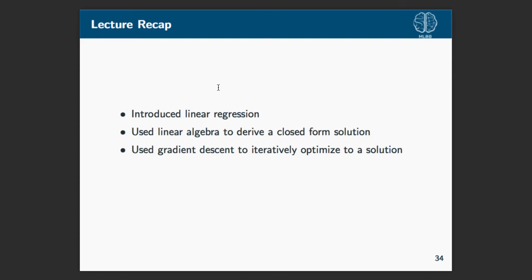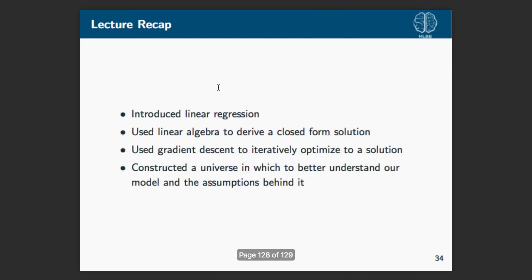Then we use gradient descent to iteratively optimize the solution. So we don't use gradient descent for linear regression because there's a closed form solution, but it's important to introduce this concept because we'll be talking about it in the next lectures, and it's really the building block of machine learning. So it's really important to know.